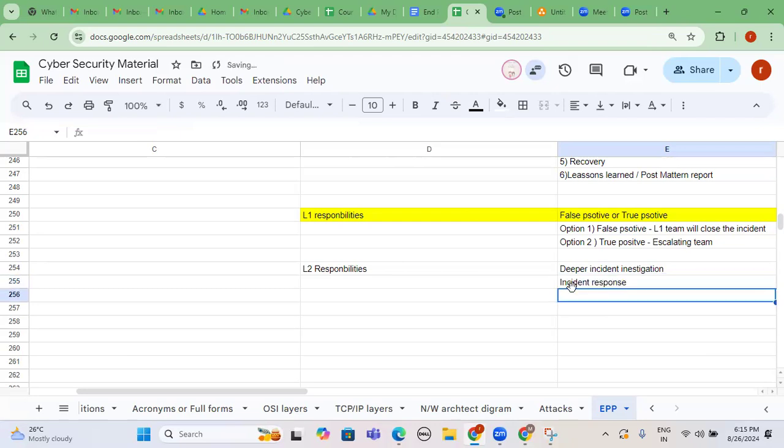But this is what ITIL and also NIST organizations have defined. But nowadays, whatever these multinational companies and consulting and service-based companies are doing, they are not following this process at all. So basically, true positive means something got compromised and they have to take care of the containment, eradication, recovery, post-mortem report or root cause analysis or lessons learned, everything. But nowadays they are not doing that.